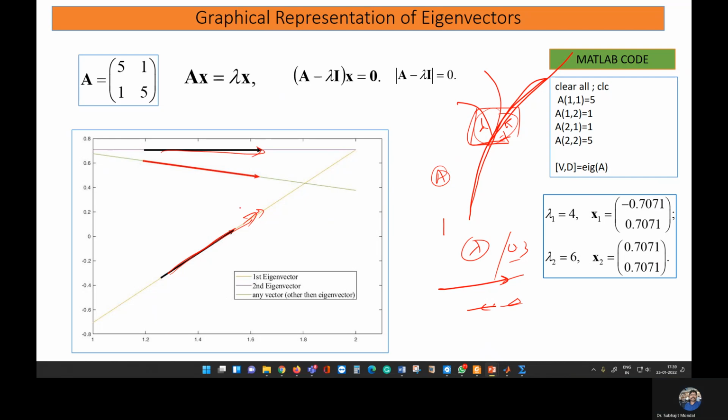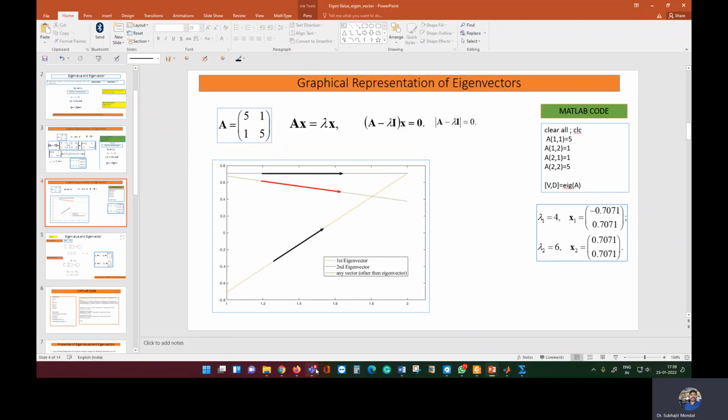Now, if that eigenvector operates on a matrix, it should come out the same. If not, if it changes the direction, then you cannot call that vector an eigenvector of the matrix. I hope you got some idea.